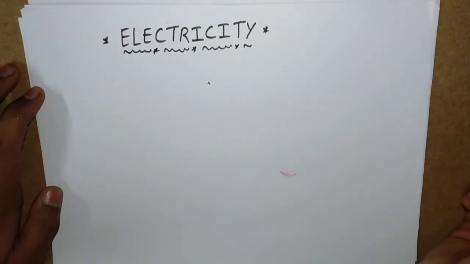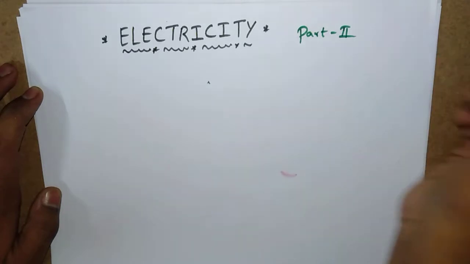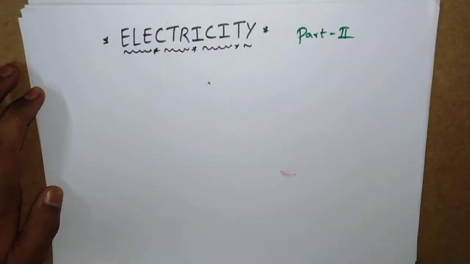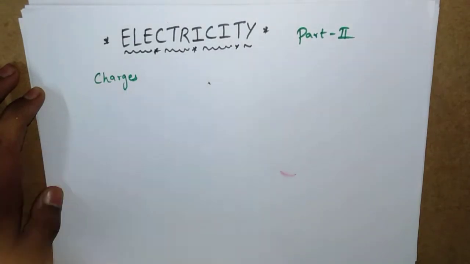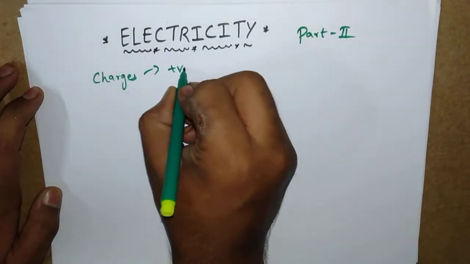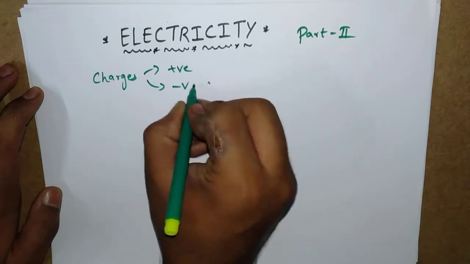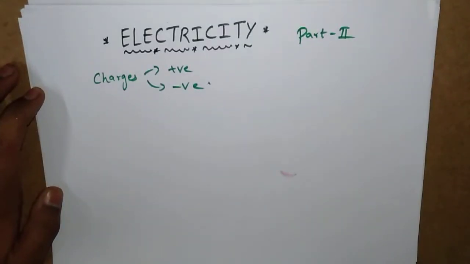So here we are talking about electricity, which is part 2. We are discussing electricity as a continuation of our first video. In our first video we discussed the charges. Charges are of two types: one is positive charge and the other is negative charge.